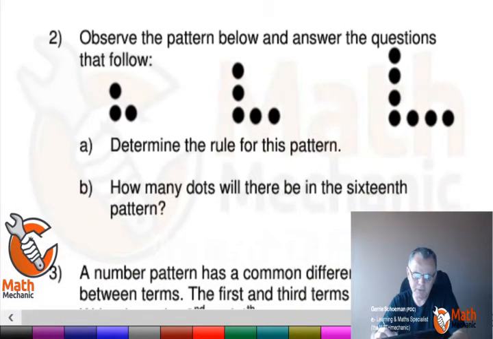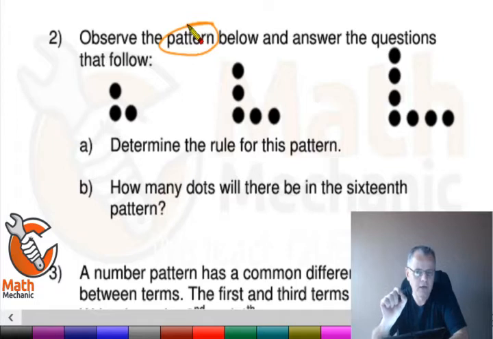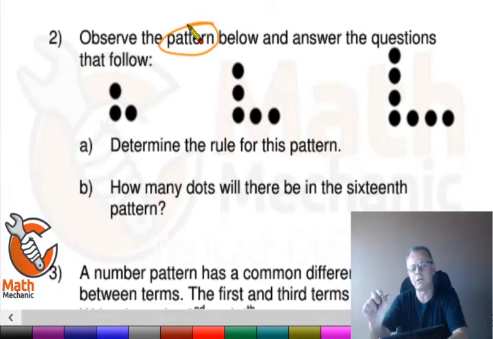Then looking at question number 2, you are given a pattern, but this is a geometric pattern, meaning that you've got pictures of certain things. What you need to do is to convert the pictures into numbers, so that you've got a number pattern that you can then find the rule for. What happens between the first term and the second term, and the second term and the third term? It needs to be the same constant operation. In other words, you keep on adding the same thing, subtracting the same thing, multiplying the same thing, or dividing the same thing to get from one term to the other.